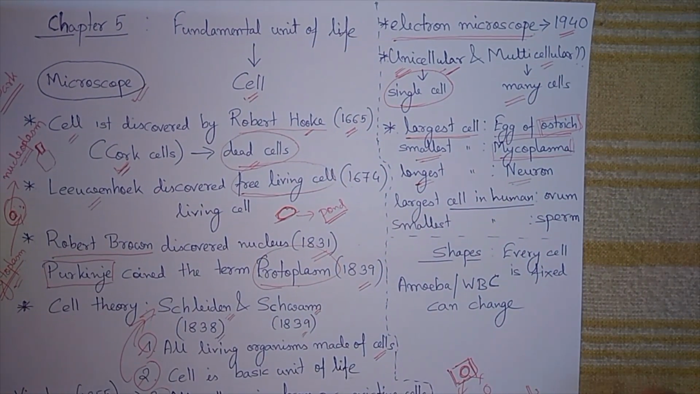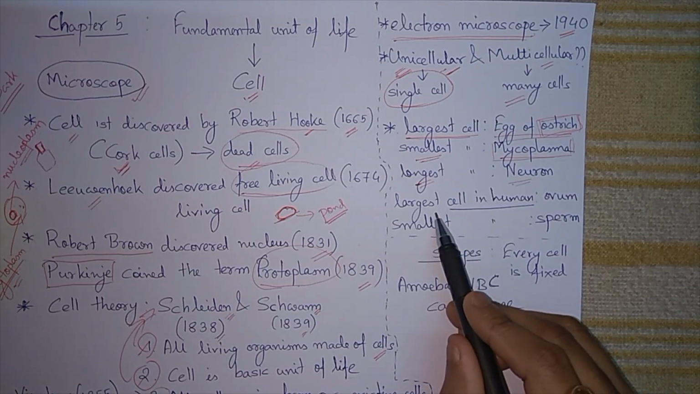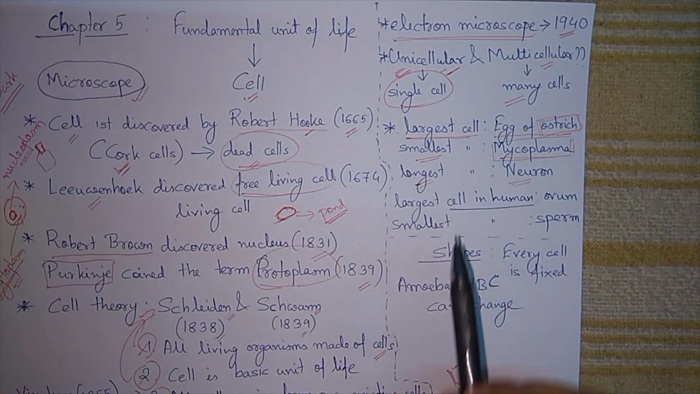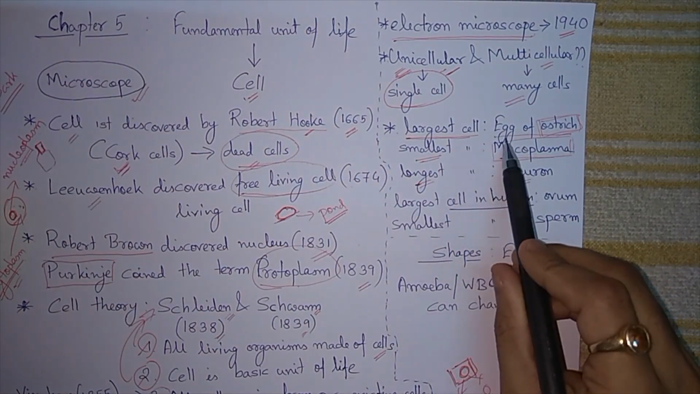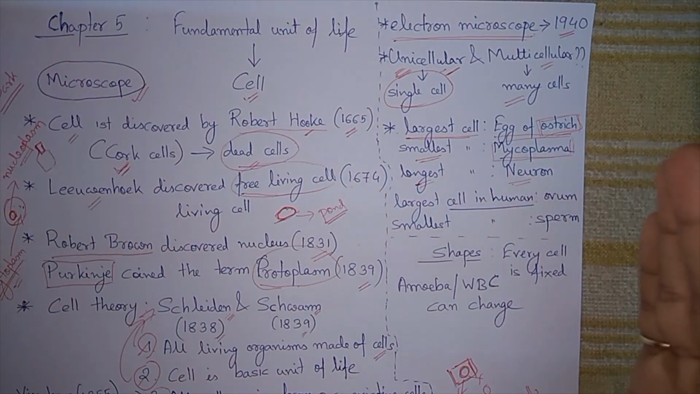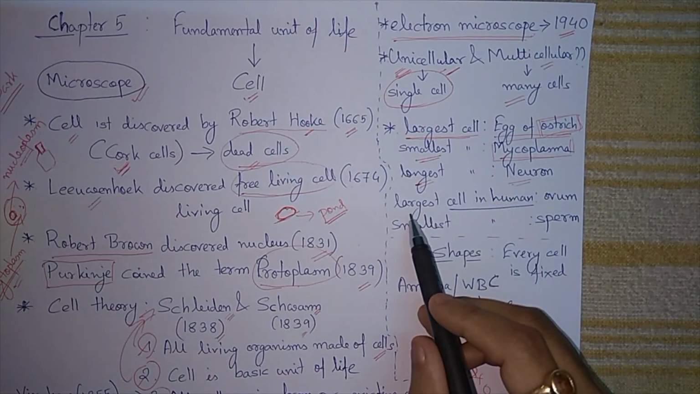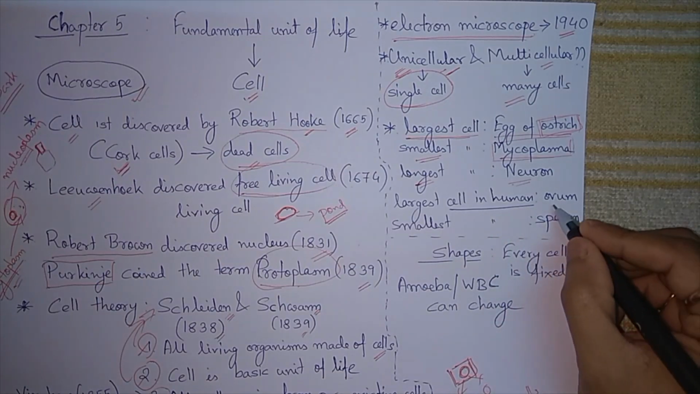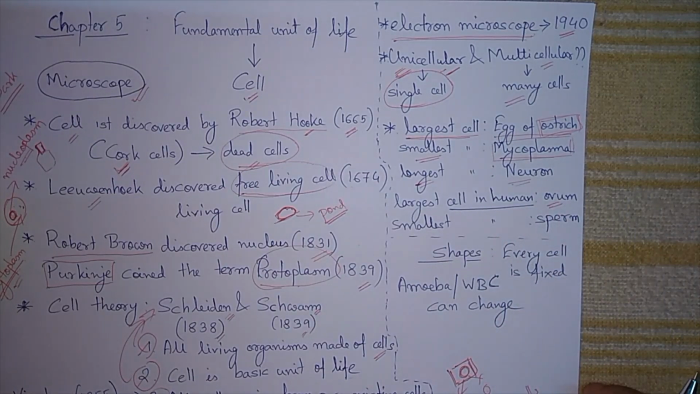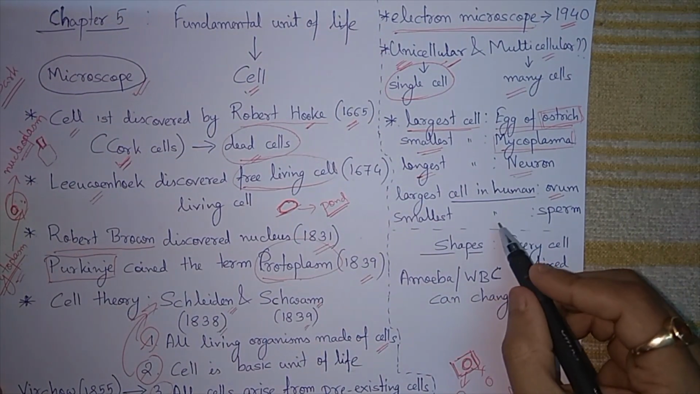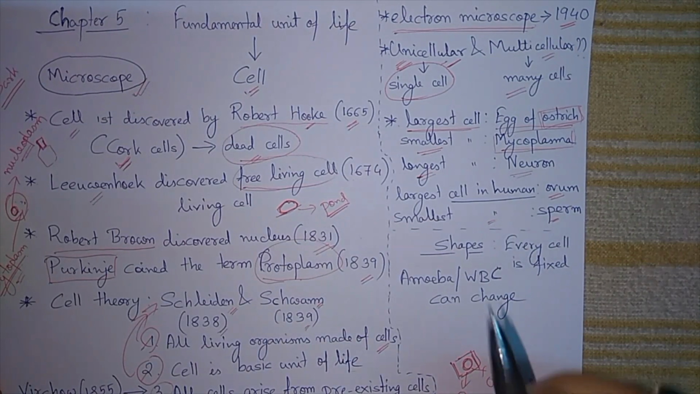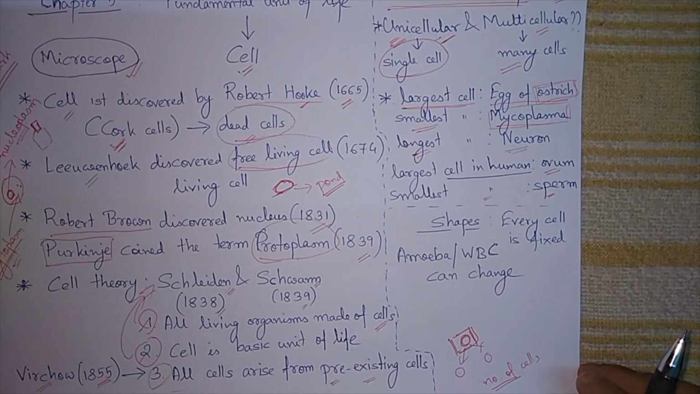Now here comes the largest cell in the human body, not the largest cell in the world. The egg of an ostrich is the largest cell in the world, but here the question is the largest cell in humans. It is the ovum found in the female human. The smallest cell in the human body is the sperm found in the male body.